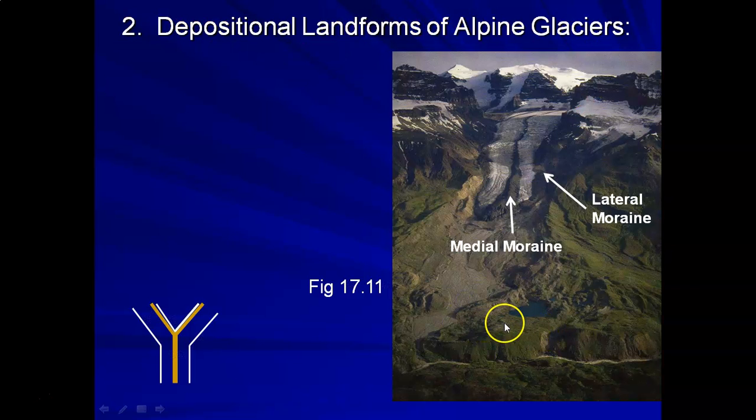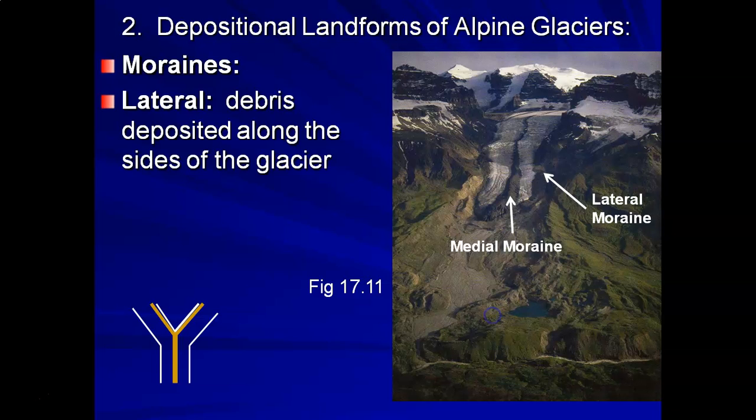All right, so let's talk about some of the depositional landforms of alpine glaciers. So as you saw, there was tremendous erosion of the pre-existing drainage basin, and a lot of that eroded material is deposited as moraines. And so I'm just going to introduce you to two more types of moraines. And here's an active glacier here, and another type is called lateral moraine, and that's just all the eroded debris carried along the sides of a glacier.